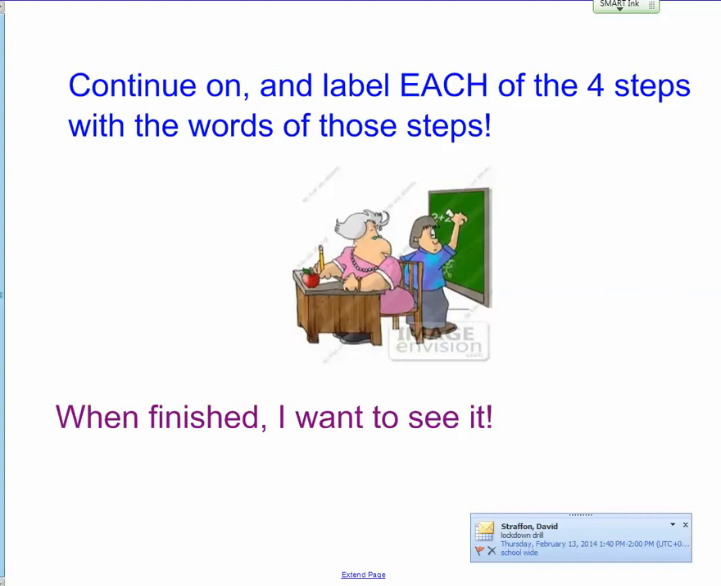And then you continued on, and you had to finish all the 4 steps. When you finished, I wanted to see it, and pretty much most of you almost finished through step 4. So step 4, you need to look back and tell how you know your answer's right.